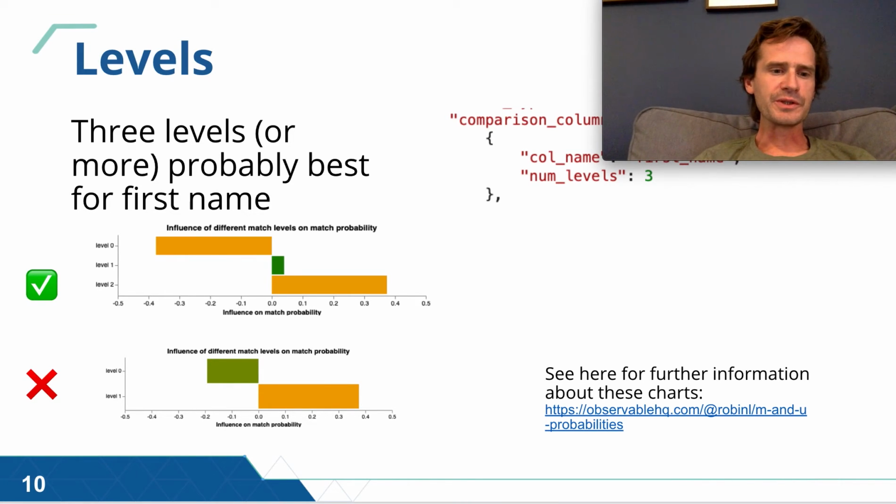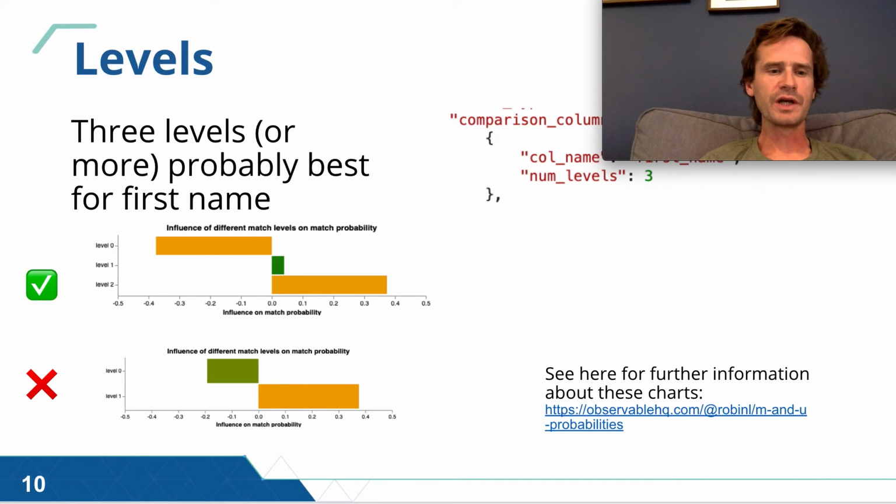Splink will then output charts that tell us how the estimated match probability is influenced by the different levels. So if we look at the top chart on this slide, what it's telling us is that level 0, which corresponds to no match, has a negative effect on match probability. Level 1, a partial match, increases the probability of a match, but only a little bit. And level 2, which is an exact match, pulls up the match probability a lot.